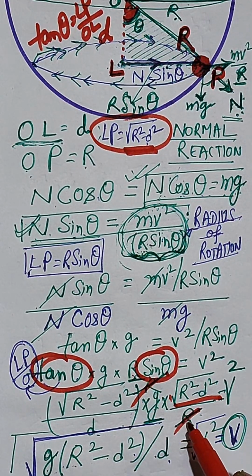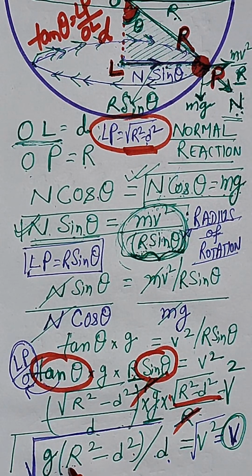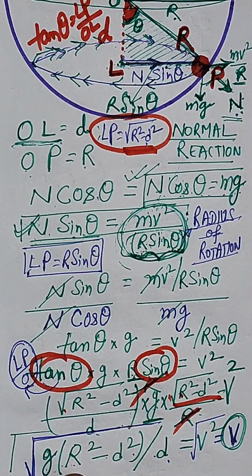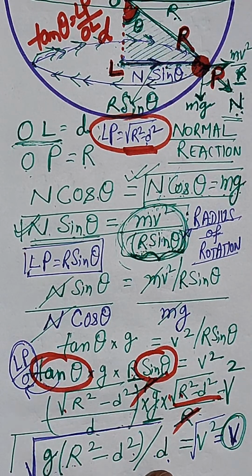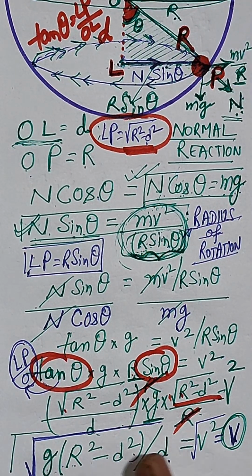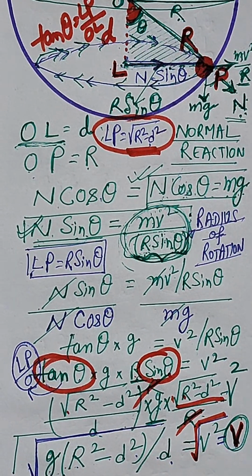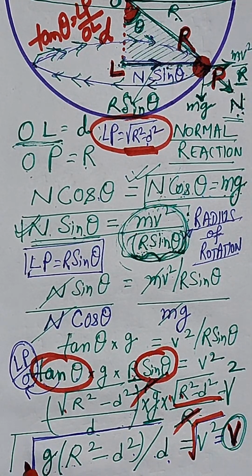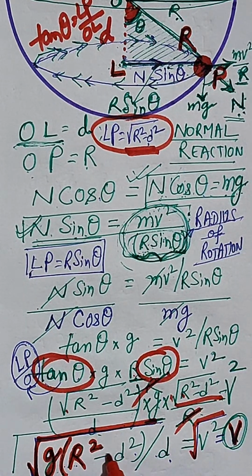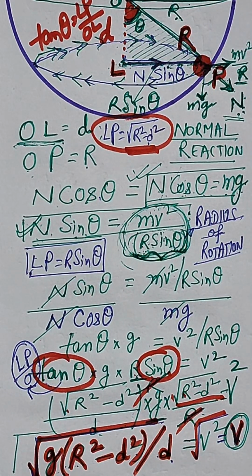Just solve this. You can see R will be cancelled out, and root over R square minus D square is coming 2 times, so the root will be eliminated. So it will be R square minus D square divided by D, and in the numerator is g. When you take the square root on both sides of the equation, v square becomes v, and the value of v is root over of g times R square minus D square, whole divided by D. This is your answer, students.